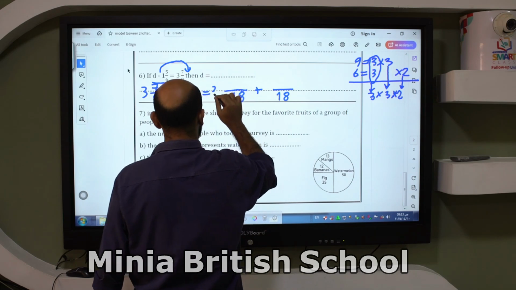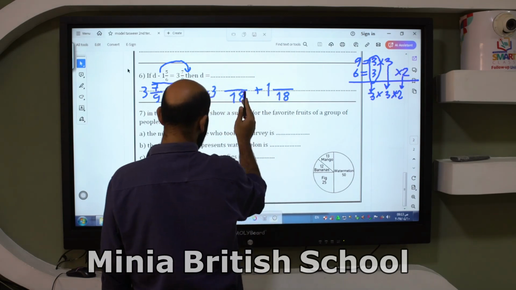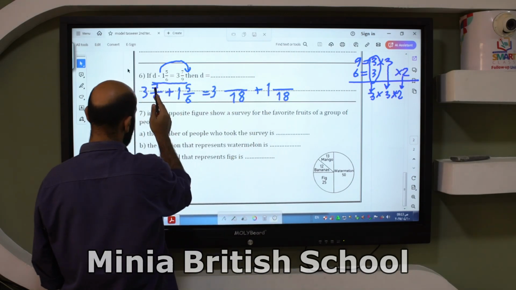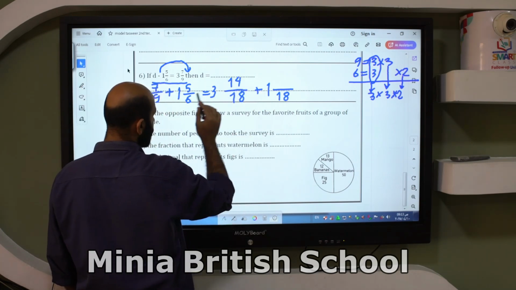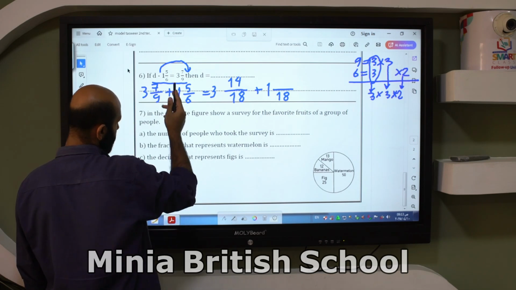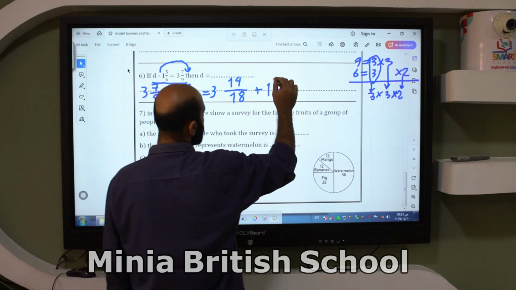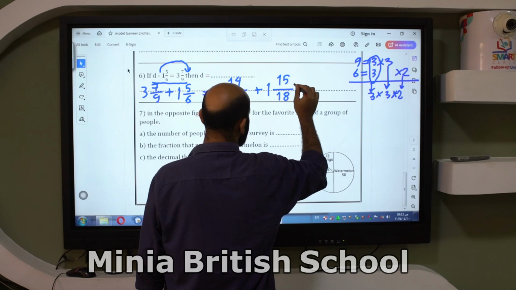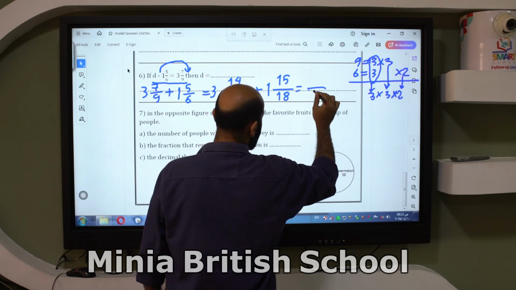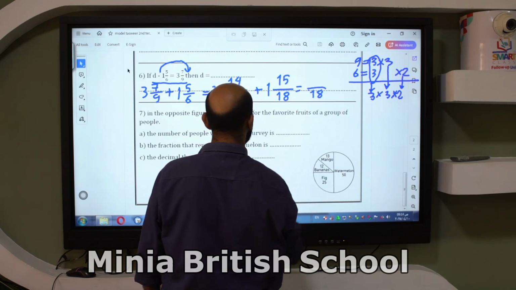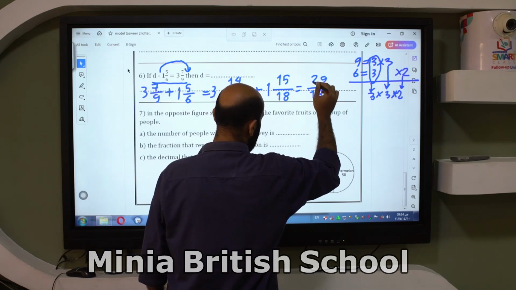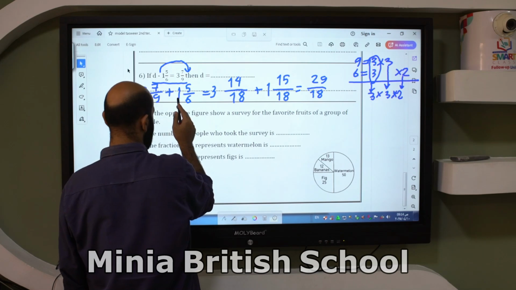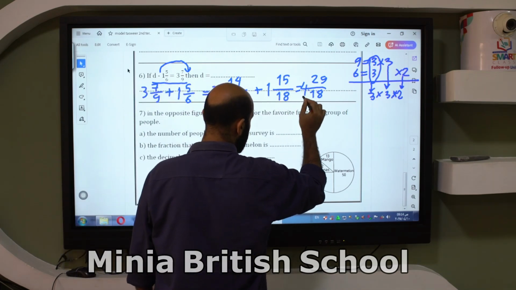Here is the 3, here is 1. 18 divided by 9 equals 2, 2 times 7 equals 14. 18 divided by 6 equals 3, 3 times 5 equals 15. And let's make the addition. 18 is still the same. 14 plus 15 equals 29. And 1 plus 3 equals 4.